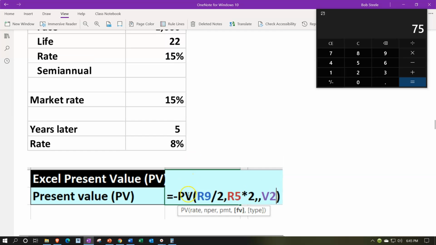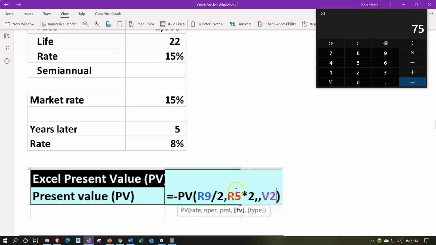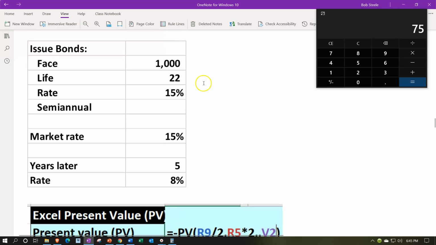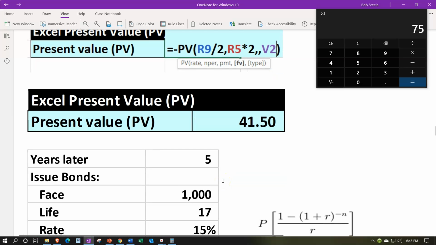So now we're going to say the present value is the rate. The rate's going to be that 15% divided by 2, 7.5%. Number of periods would then be the 22 times 2, or the 44, comma, because it's not an annuity. And then the future value would be that 1,000. That then gives us that 41.5 again.